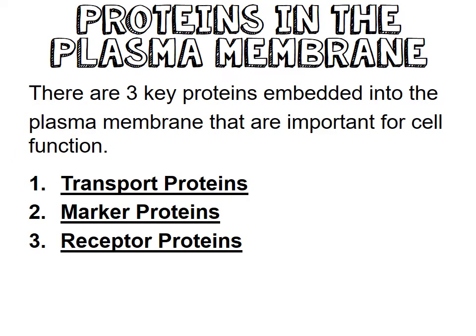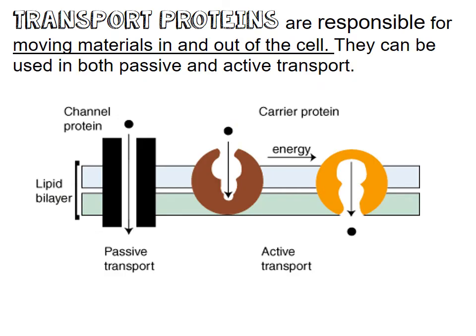Okay, so proteins in the plasma membrane that you need to know of, there are three of them. They are embedded into the plasma membrane and they are important for cell function. One would be transport, the other is a marker protein, and the final one is a receptor protein. Transport proteins are responsible for moving materials in and out of the cell, but what you should know is that they are involved in passive and they can be involved in active transport as well. And we'll determine what that means later.